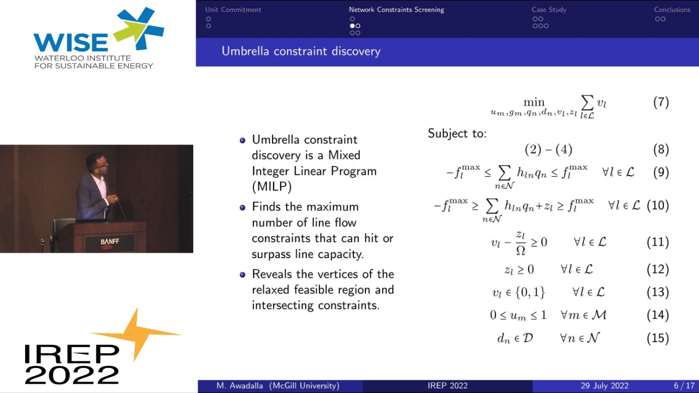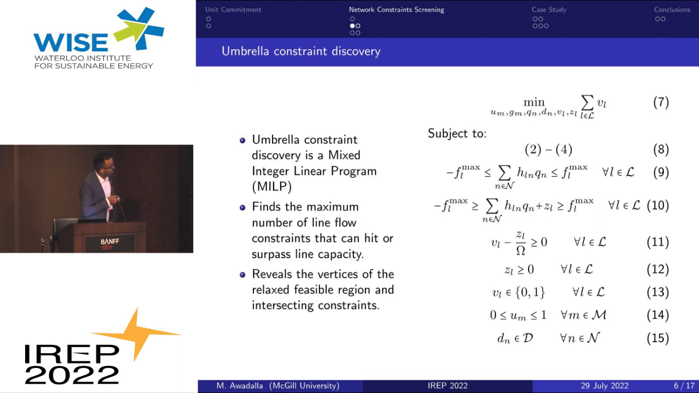We have these two equations, 9 and 10. They pair the original line transmission constraint with another equation, and we can see that for Qn, which is basically the generation minus demand, to fulfill these two equations, ZL has to be 0. In that sense, VL, which is the decision variable that we are using to pinpoint the umbrella constraints, is going to be 0. Otherwise, ZL will be positive, and then VL will be 1.